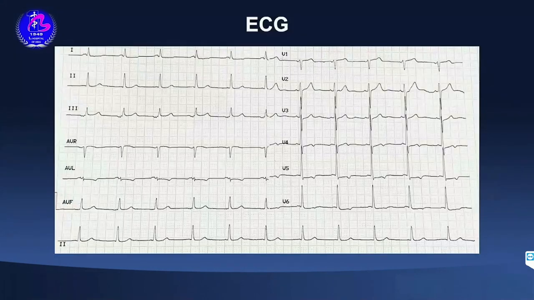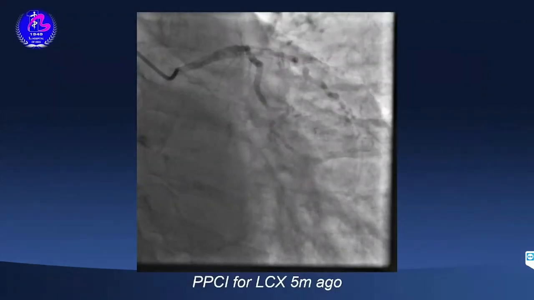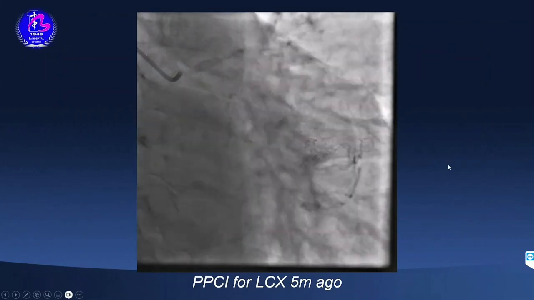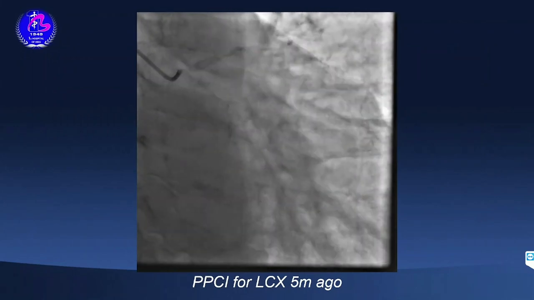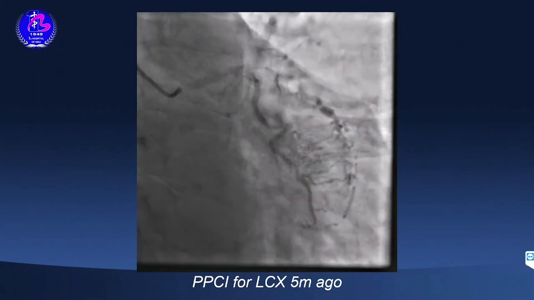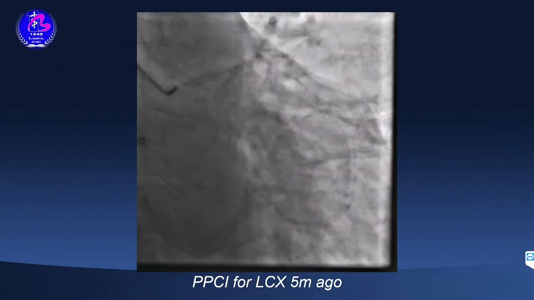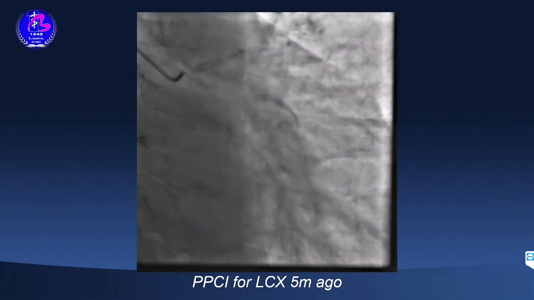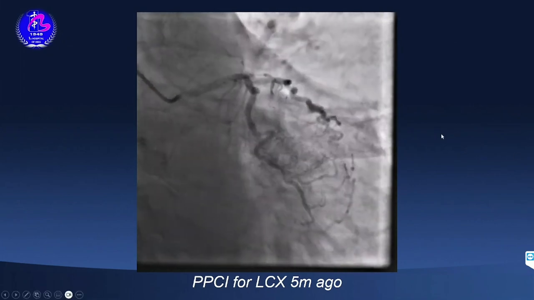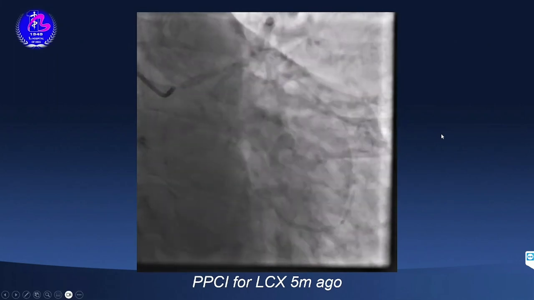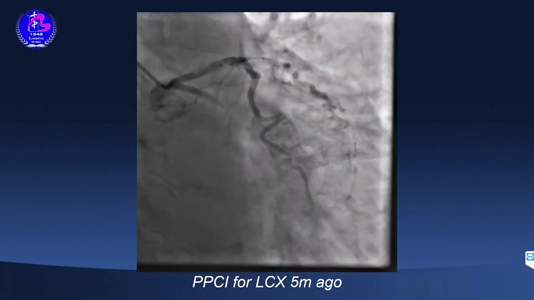Next, the electrocardiogram showed a sinus rhythm and T waves inverted and ST segment depression in V4 to V6 leads. Next. This patient received a PCI for acute myocardial infarction 5 months ago. The prior coronary angiography showed that there was an acute occlusion in the left circumflex artery with TIMI flow grade 0. Next.